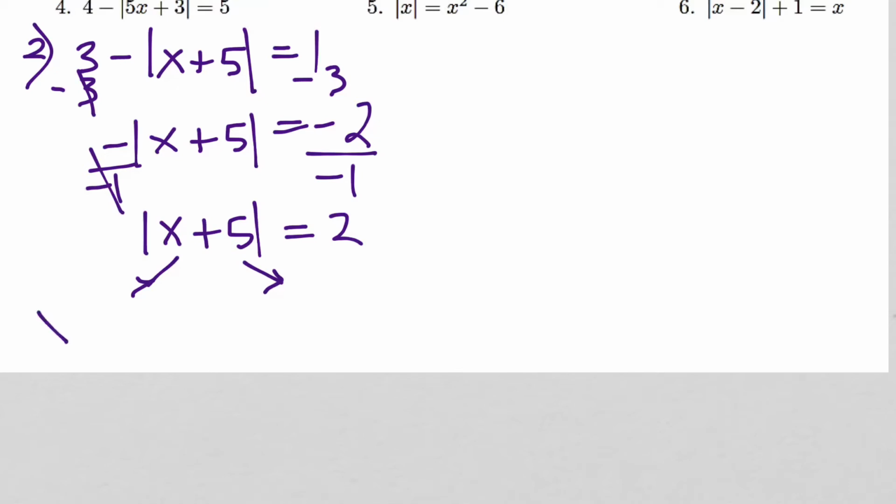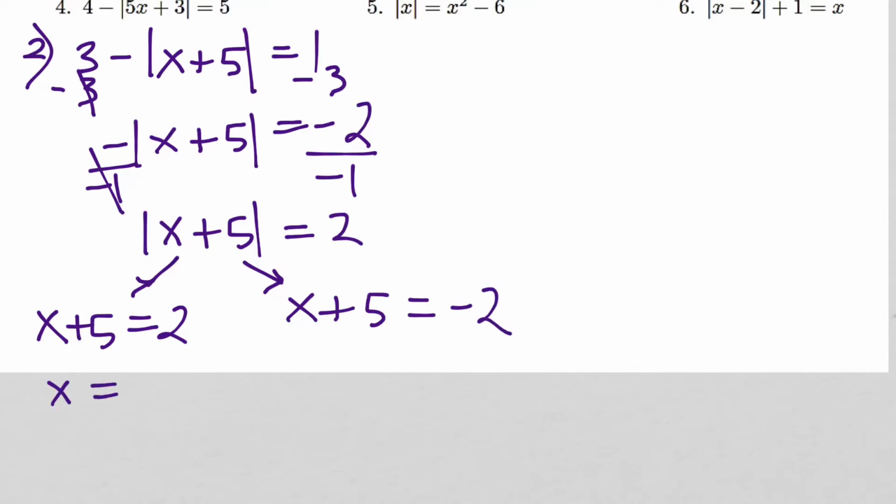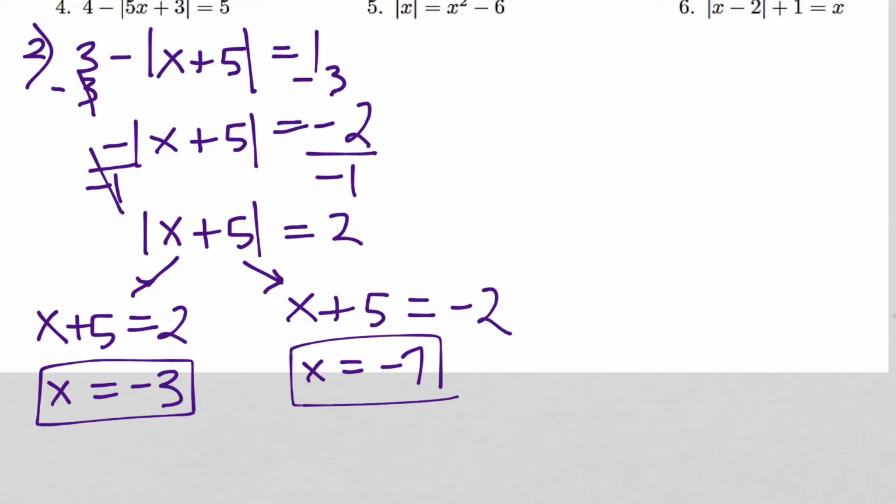So I've got x plus 5 is equal to the positive 2. X plus 5 is also equal to the negative 2. So this one says x is equal to negative 3. This one says x is equal to negative 7. Now you want to verify that. If you put negative 3 back in here, you'll get 2. So the absolute value of 2 is 2.